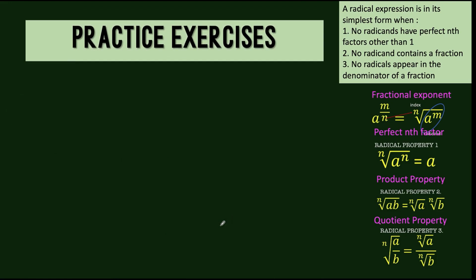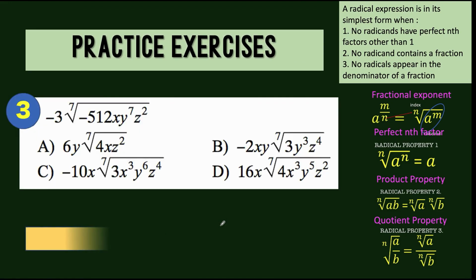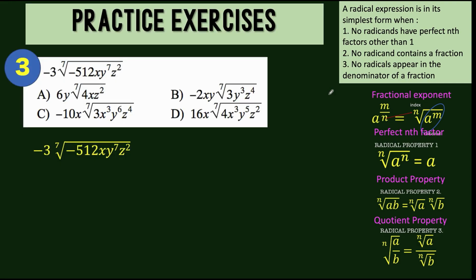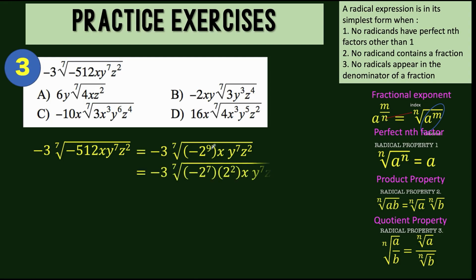Let's have another example. We have negative 3 times the 7th root of negative 512x y to the 7th z squared. Again, you can apply these properties of radicals to meet these three conditions. Okay, let's solve this problem together. Notice that negative 512 can be written as negative 2 raised to the 9th. And we can simplify that further as negative 2 to the 7th times 2 squared.